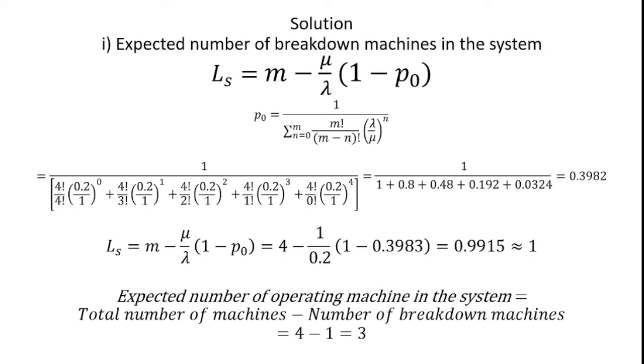From this I can determine the expected number of operating machines in the system, which can be identified through the total number of machines minus the number of breakdown machines. So the total number of machines available in the service station is 4. The expected number of breakdown machines in the system, determined through LS, is 1. Okay, 4 minus 1 is equal to 3. So the expected number of operating machines in the system is 4 minus 1, equal to 3. So one breakdown machine is present and 3 machines are in good condition to operate. Likewise, we can determine this through this formula.